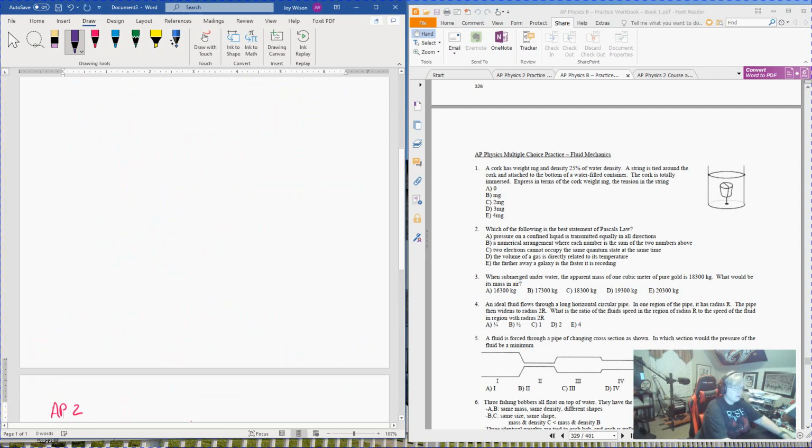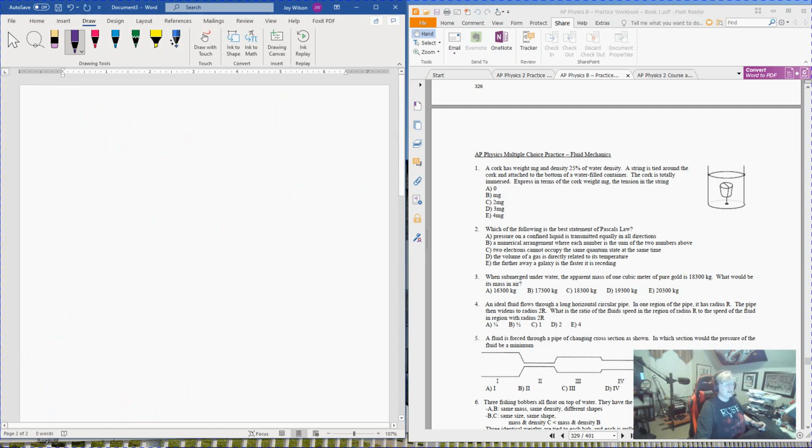So let's do a couple of buoyancy problems. Let's look at the questions to my right, question number 1. So we have this scenario, and we've got a piece of cork that's being tied to a string at the bottom. Okay? So the cork, they tell us, has a weight.